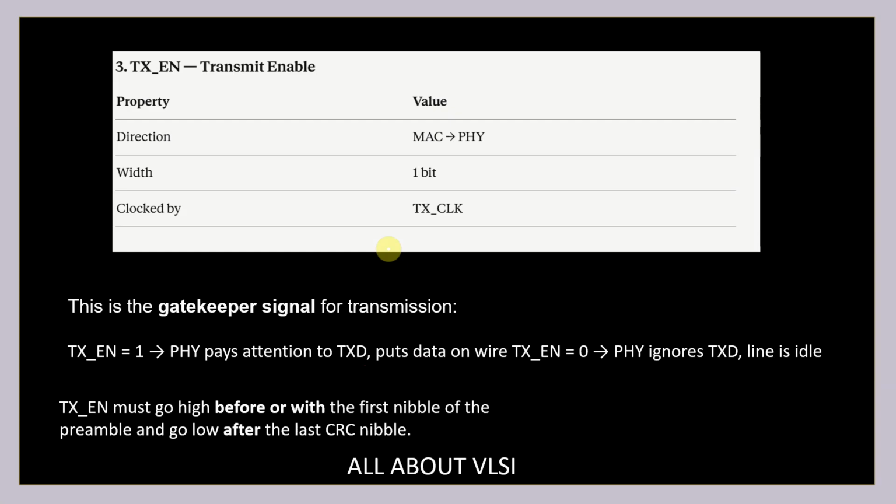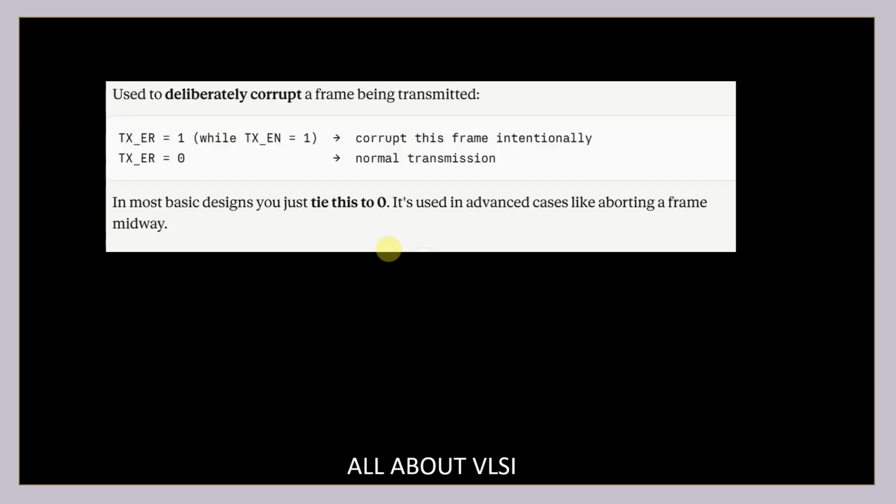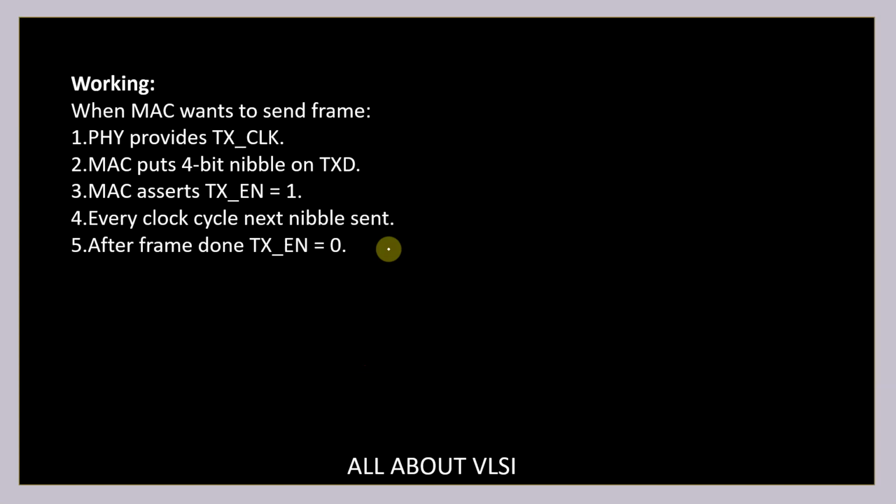And next is TX underscore enable that I have shown you, right? And next is TX underscore error. So these are the different kinds of signals which are associated.